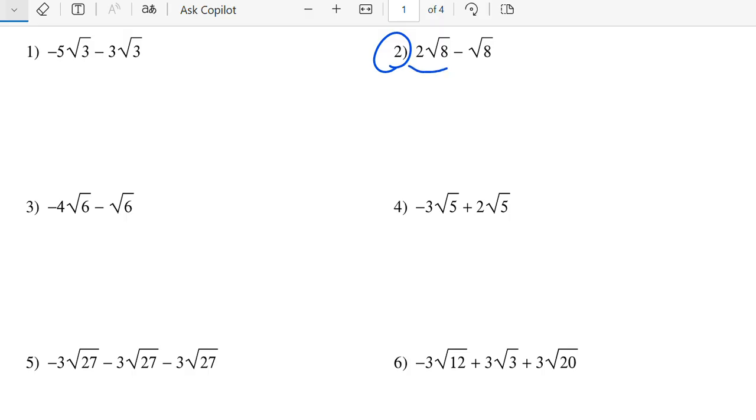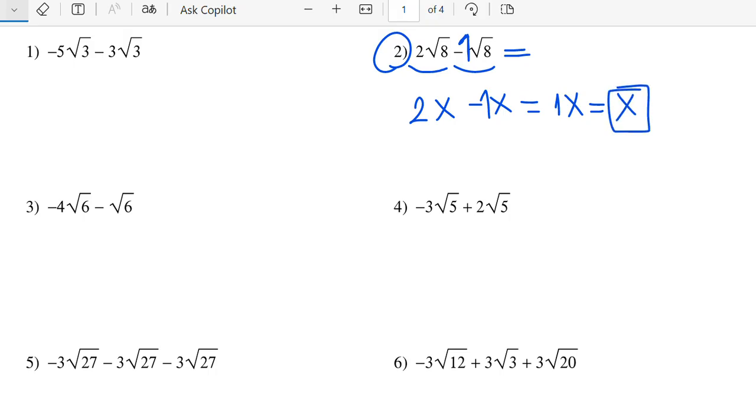2 radical 8 minus radical 8. So we know that in front of this one, you can imagine that there is number 1. Now this is the same as if you had, for example, 2x, but then we take 1x away. So what do we know? We have 2 x's. We take 1x away. The answer is 1x, right? Or of course we write x only. So when we have 2 x's, we take 1 away, then we have 1x left, right? So the same thing applies here. 2 radical 8 minus 1 radical 8 is equal to radical 8.